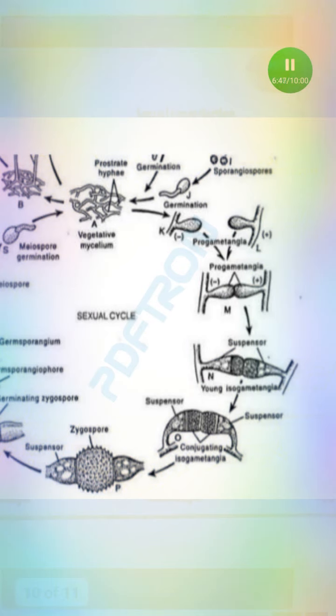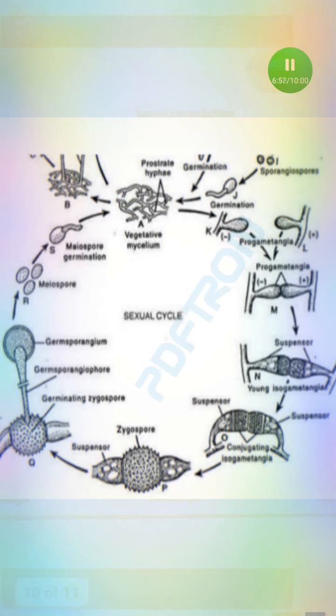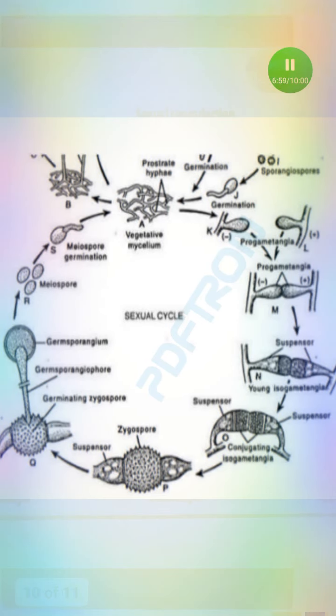Germination, zygospore, germinating zygospore, germ sporangium, germination spores, meiosis, and at last meiosis, germination, and it is divided into A and B, and vegetative mycelium and posterior hypha. This is the complete structure of Mucor.